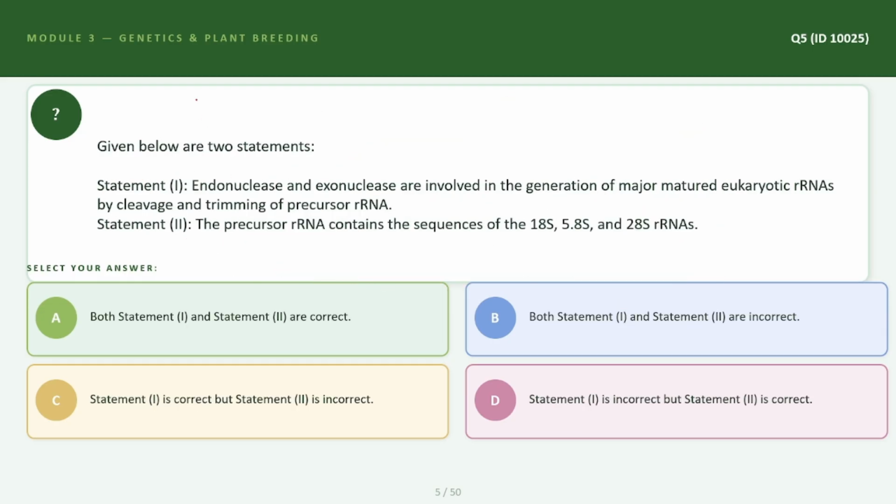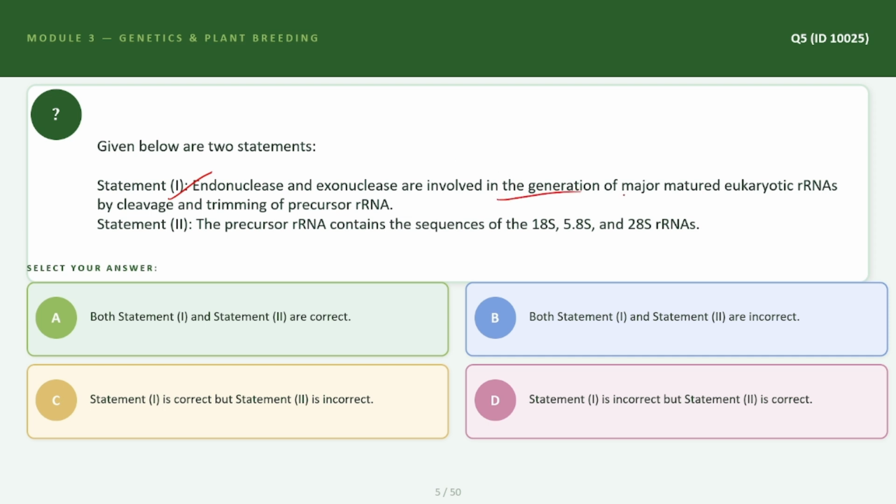Then endonuclease and exonuclease are involved in the generation of major matured eukaryotic rRNA, cleavage and trimming of precursor RNA.